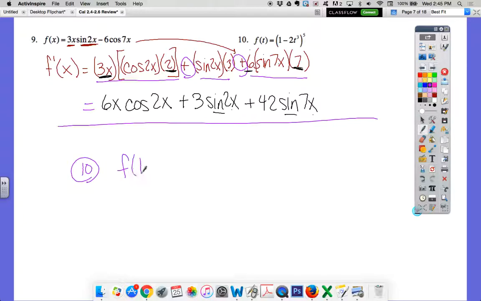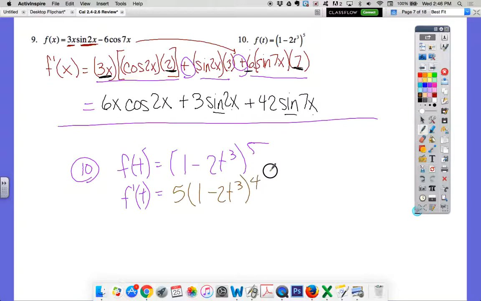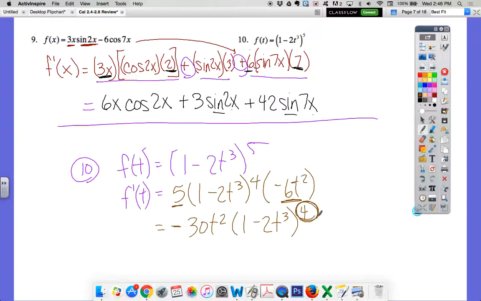Okay, so for problem number 10. Problem number 10 says f of t is 1 minus 2t to the third to the 5th power. Well, this is the chain rule. So f prime of t, and again, if you don't like t's, change them to x's. Bring down the 5. 1 minus 2t to the third. Power comes down to 4, and now I'll have to do the derivative of my inside, which happens to be negative 6t squared. Okay, so my 5 is multiplied times my negative 6t squared. So I have negative 30t squared, 1 minus 2t to the third to the 4th power. And you're stuck. Don't try to distribute anything because this right here prohibits it. You cannot distribute.